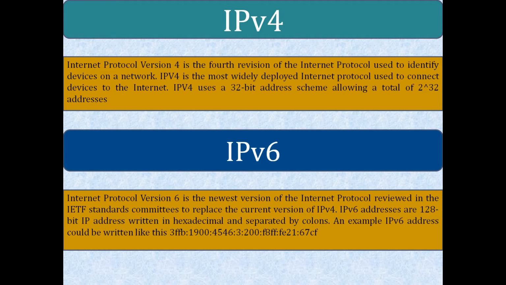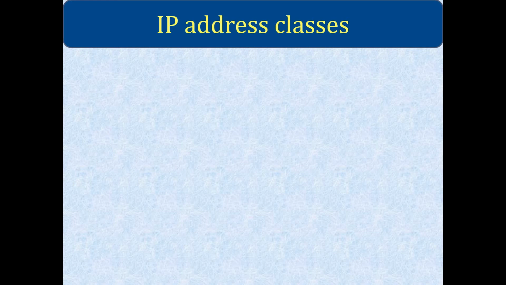So now we are able to understand what is IPv4 and IPv6. IPv4 is a 32-bit address like 192.168.1.1. And the IPv6 address is, as you can see here, 3FFB:1900:4546 and so on with colons. This type is the IPv6 address. So this is about IPv4 and IPv6, and next we are going to see IP address classes.